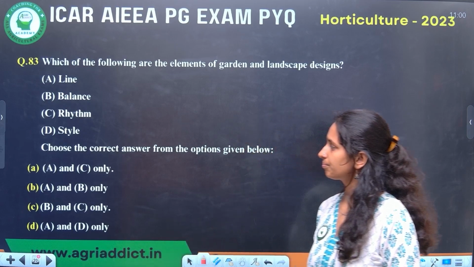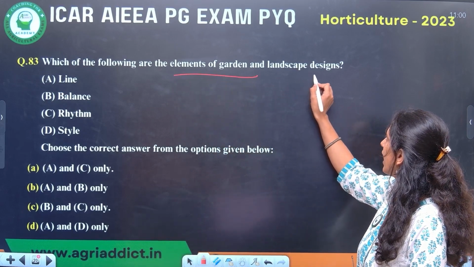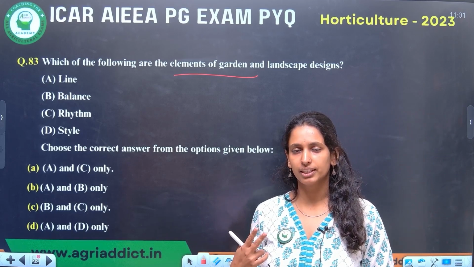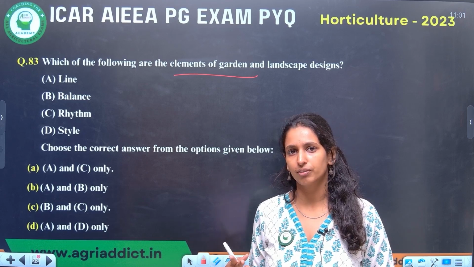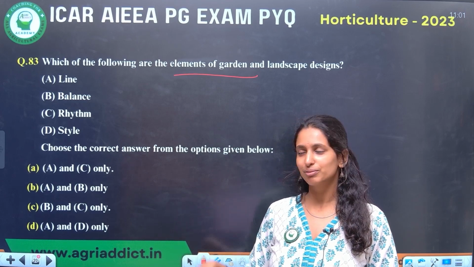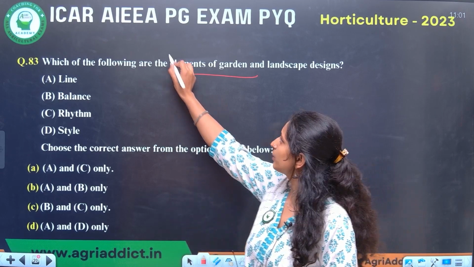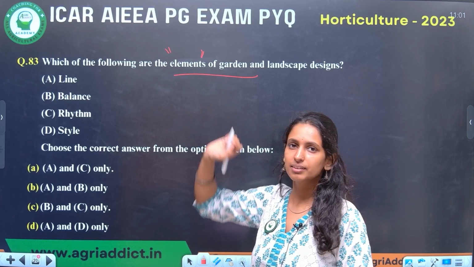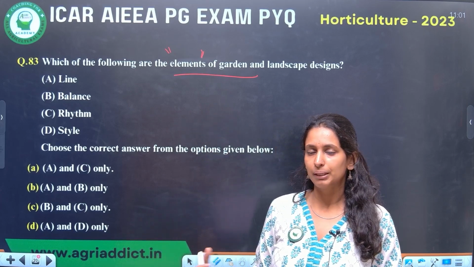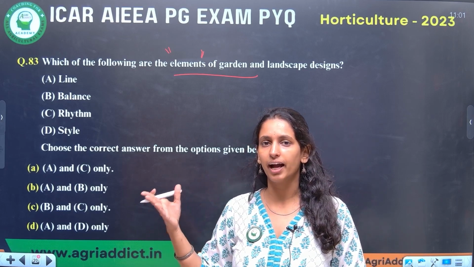The next question. Which of the following are the elements of the garden in landscape design? There are two important things, elements and principles of landscape design. These are very confusing for students because both are very similar. I can give you one hint to remember. Usually elements are the parts of the garden; we will be using them for development. But principles, you can't see them. Principles we will use to develop an idea.